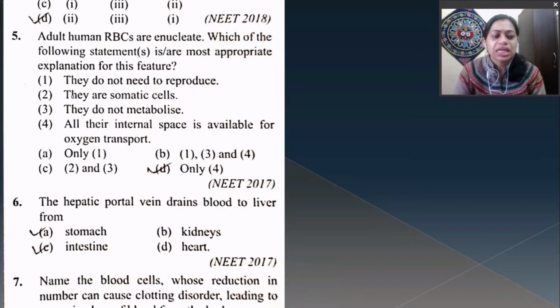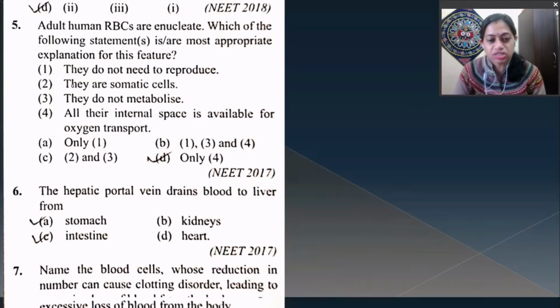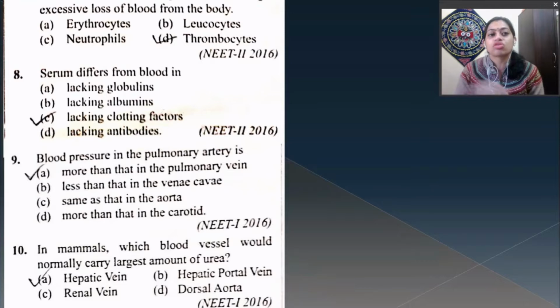Okay. Next is the hepatic portal vein drains blood to liver from stomach, kidneys, intestine and heart. So mainly the answer in your book is intestine, but sometimes it also carries blood from the stomach. So the right option can be A or C. Next, number 7, name the blood cell whose reduction in number can cause clotting disorder leading to excessive loss of blood from the body. So the right option will be thrombocyte. So this helps in clotting.